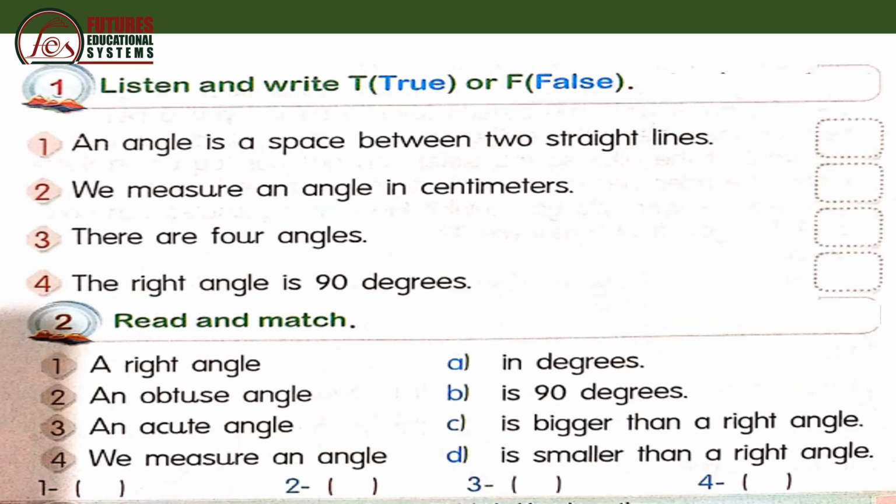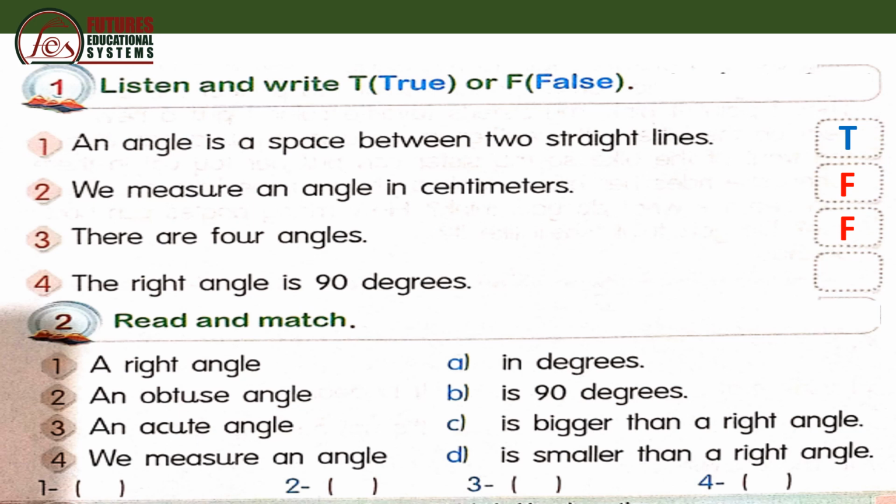Okay, my dears, we have some exercises on our previous lesson. Listen and write true or false. Number one. An angle is a space between two straight lines. Yes, true. Number two, we measure an angle in centimeters. False. Excellent. Number three, there are four angles. Good answer. False. Because there are three angles.